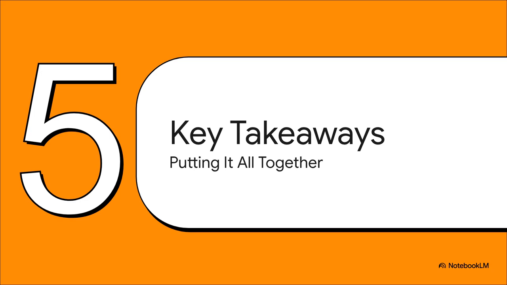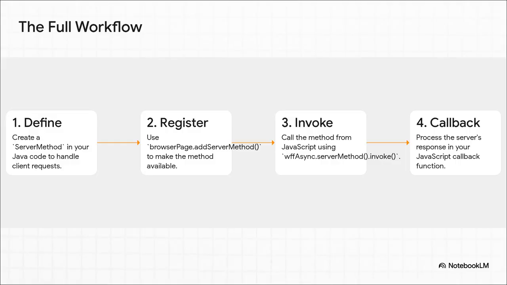Okay, we've covered the server, the client, and how data moves between them, so let's just zoom out for a moment and put all the pieces together and really talk about why this is such a game changer for building web apps with Java. When you boil it all down, the entire process is just these 4 simple steps. 1. You define your server logic. 2. You register it with a unique name. 3. You invoke it from your JavaScript. And 4. You process the results in a callback. It's a super clean, repeatable pattern for building out some really powerful interactive features.